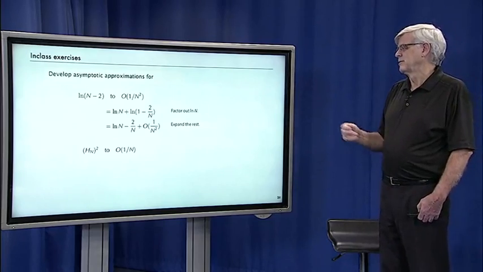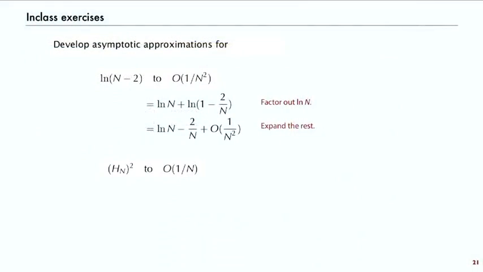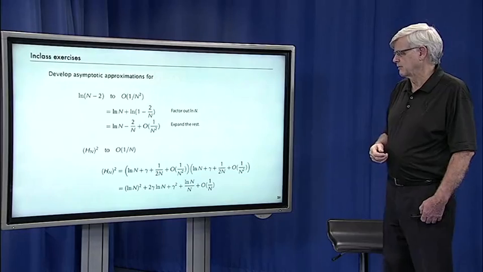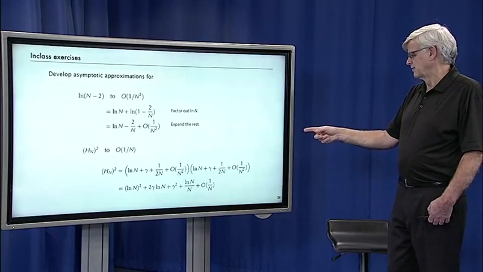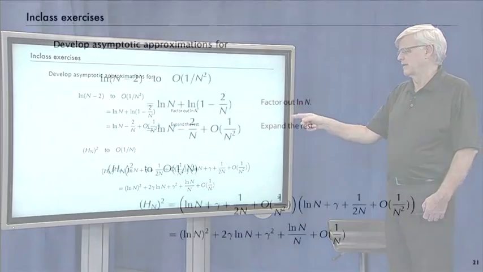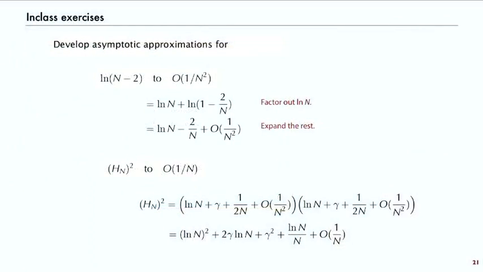For log of n minus 2, what we do is factor out the n, so that's the leading term, and then we have log of 1 minus 2/n, and then just expand the rest. So it's minus 2/n plus big O of 1/n squared. That's the solution to that one. And this one is just carrying out the asymptotic approximations to one more term, the 1/n squared term. And then that gives the coefficient of log n over n as 1.